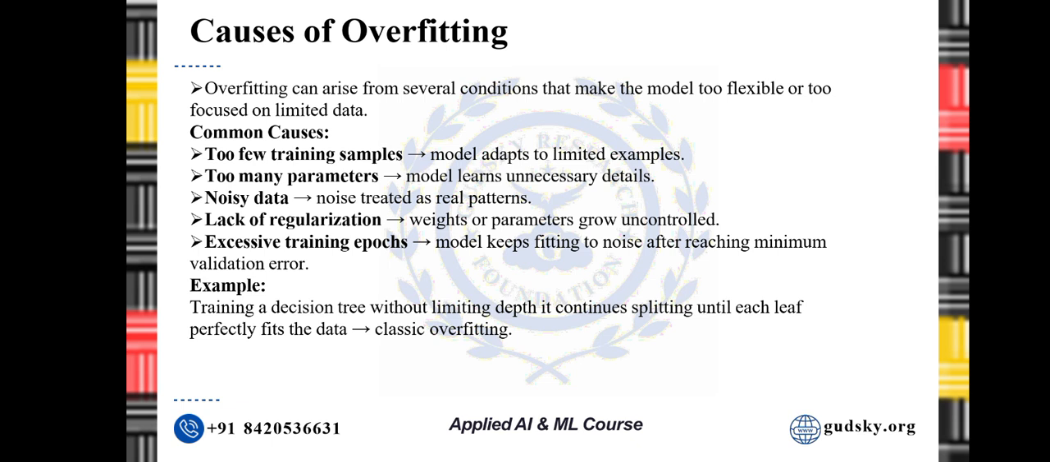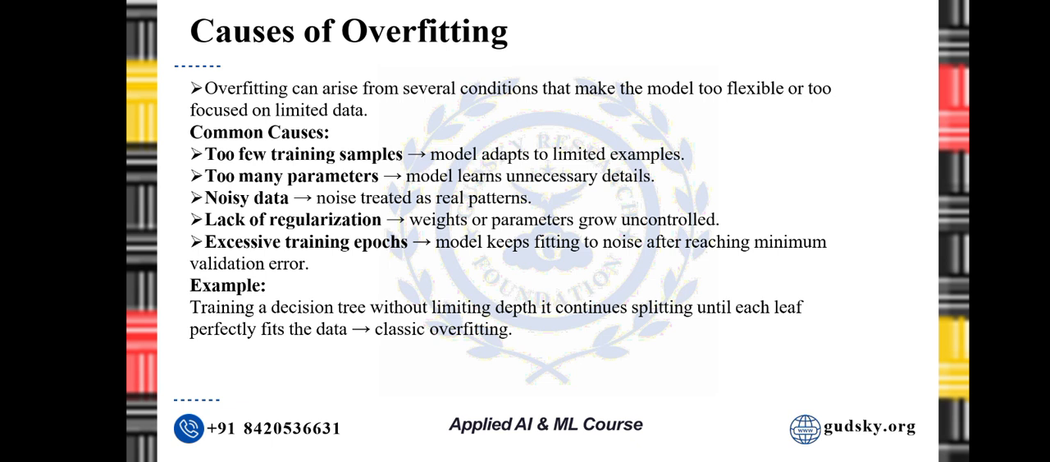Imagine teaching a child to recognize birds by showing only 5 pictures. They'll just remember these pictures instead of understanding the concept of a bird. And next, too many parameters. If your model has too many parameters or layers, it becomes overly flexible. It can overfit anything, even noise. And then noisy data. Sometimes your data itself has noise or mistakes, like wrong labels or measurement errors. If your model tries to fit those, it overfits.